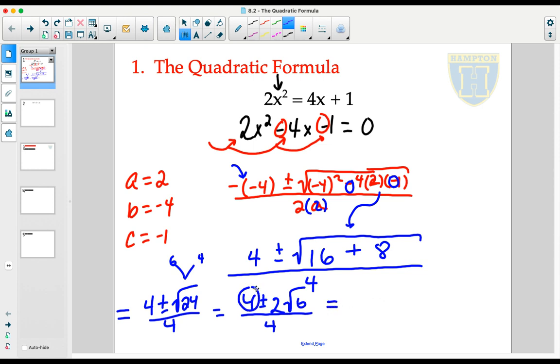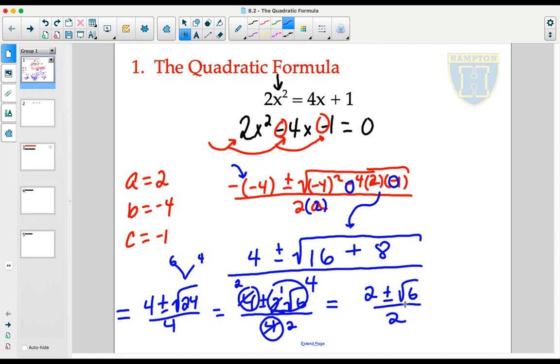All three of these terms are divisible by 2. So I can go through and divide everything by 2. I also could imagine it as I'm using a 2 from the denominator to simplify both of these factors. But either way, I'm ending up with 2 plus or minus root 6 over 2. That's a perfectly acceptable way to write the answer. There's no radicals in the denominator.